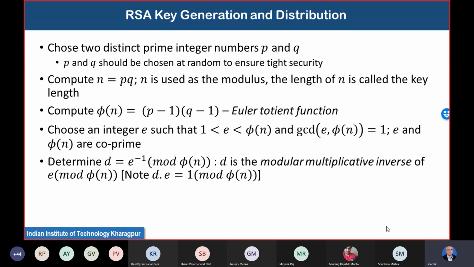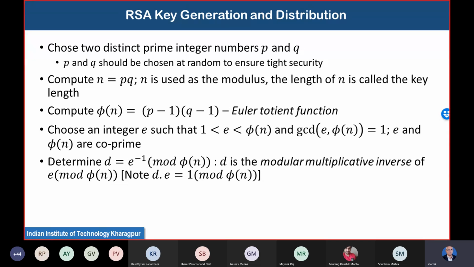How is it generated? This is the overall idea, and we'll quickly go through how these are generated. Two distinct, very large prime integers, p and q, are initially chosen at random. Then we compute n equal to pq. n is the one that will be used as the modulus. The length of n is called the key length.